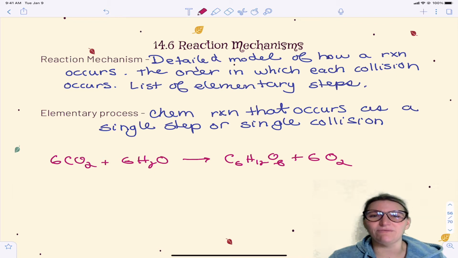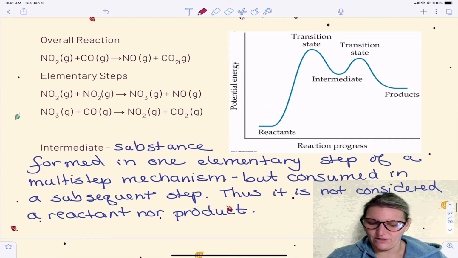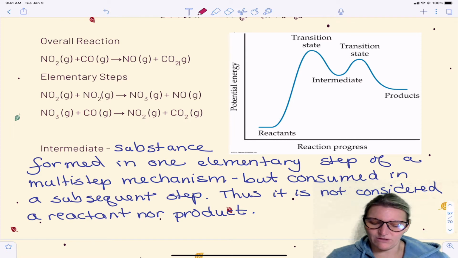Each one of the individual steps of a reaction mechanism is called an elementary step or an elementary process. That describes just one collision. So it may have 1 or 2 reactant molecules, rarely 3, because it's just one set of collisions. So if we look at this chemical equation that we've used a few times, nitrogen dioxide plus carbon monoxide yields nitrogen oxide plus carbon dioxide. Seems sort of simple, and oxygen gets transferred over. But this does not happen as one collision.